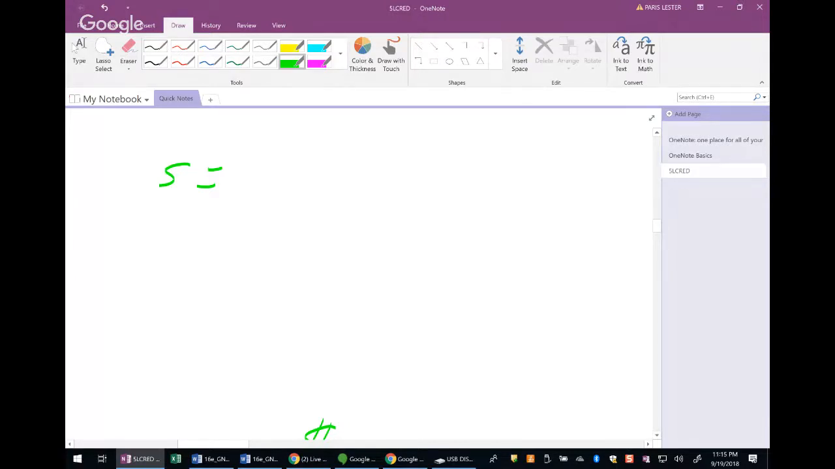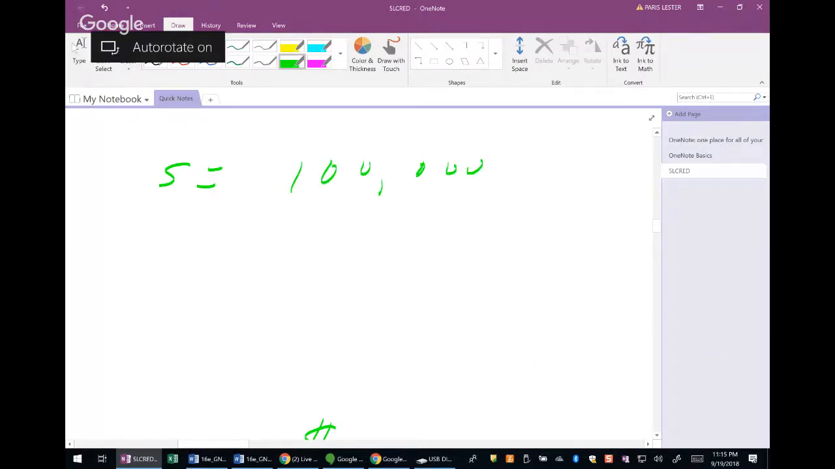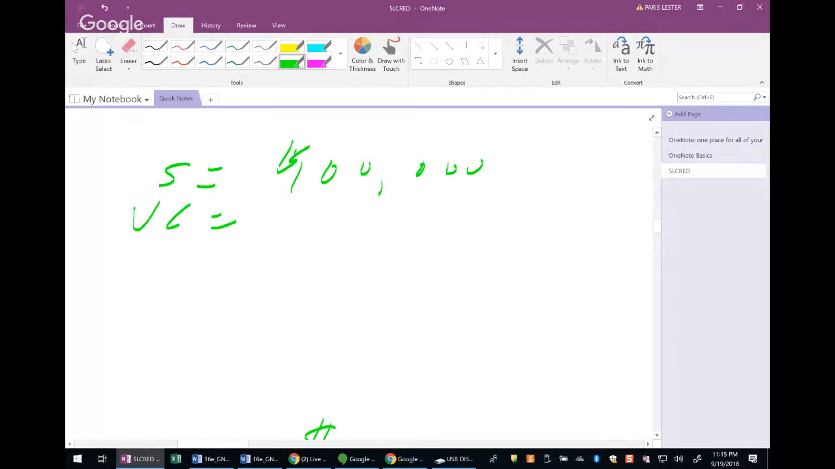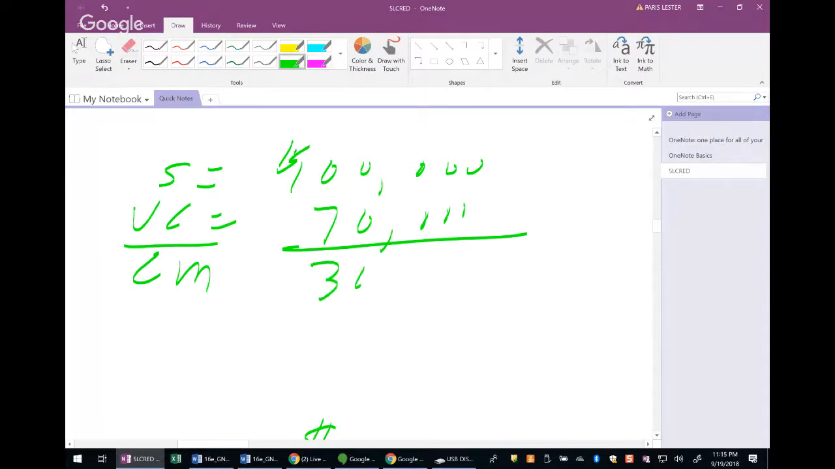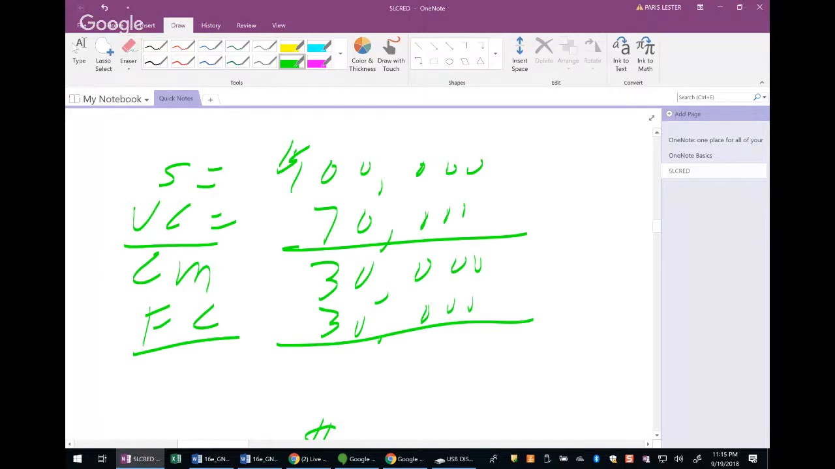Now, 10,000 times 10 is how much? 30,000. All right, variable cost, 10,000 times 7 is how much? 70,000. All right, now your contribution margin is how much? So 100,000, 70,000, 30,000. And your fixed cost is how much? 30,000. Your net income then is what? 0. That's always a way to check it, okay?